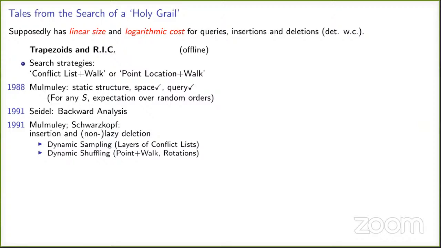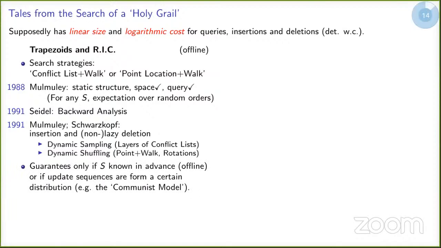The one dynamization approach is called dynamic sampling. That is based on the search idea of conflict lists and walks. And the other dynamization approach is called dynamic shuffling, which is based on the point location plus walk idea. And in dynamic shuffling, one uses some sort of rotations in the search structure.